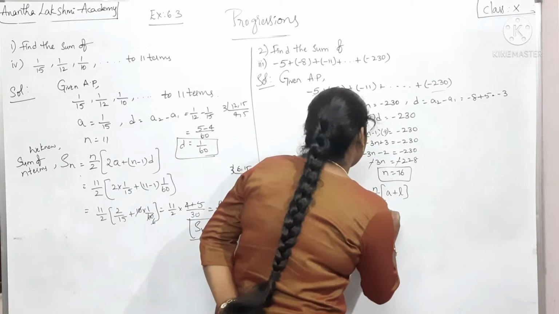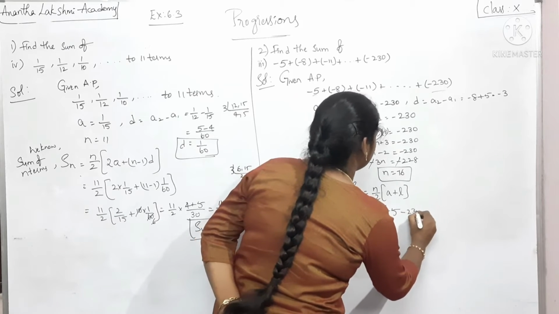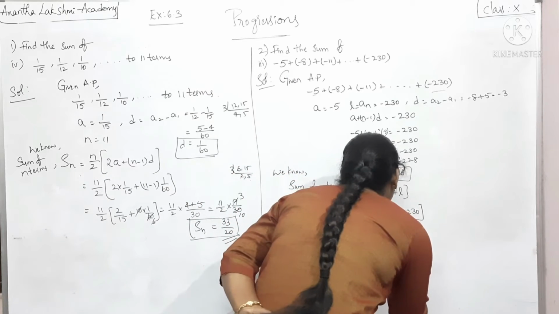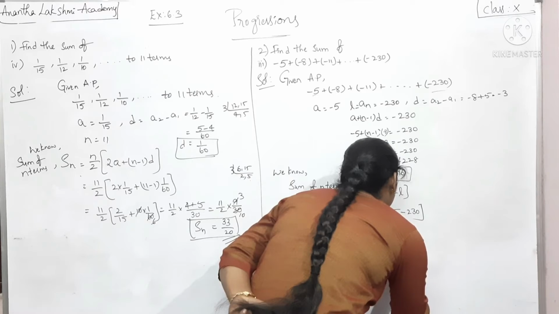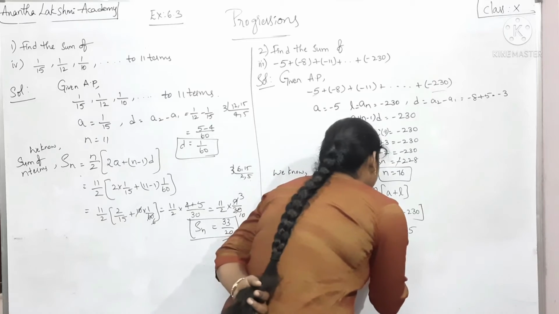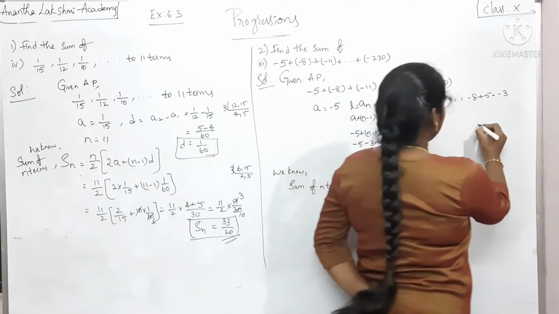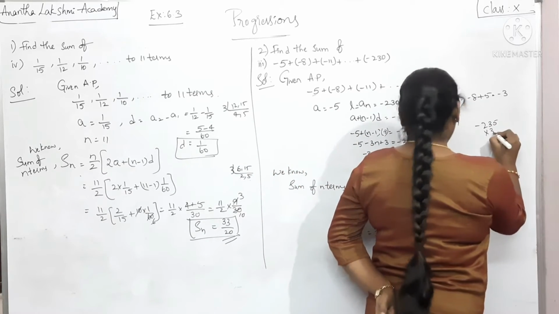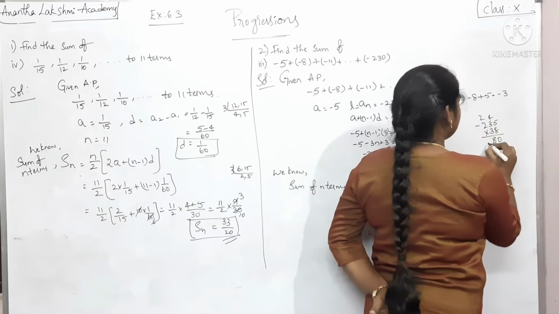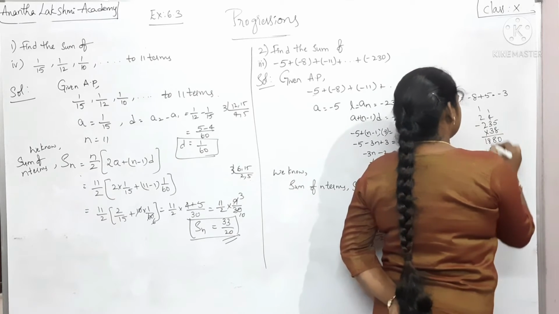So 76 by 2 into, what is a? Minus 5, and what is l? Minus 230. Alright, so 76 by 2 into minus 235. 2 3s are 6, 2 8s are 16. So minus 235 into 38. If we do the multiplication here, 8 5s are 40, 8 3s are 24, 28, 8 2s are 16, 18, 3 5s are 15, 3 3s are 9, 10, 3 2s are 6, 7.